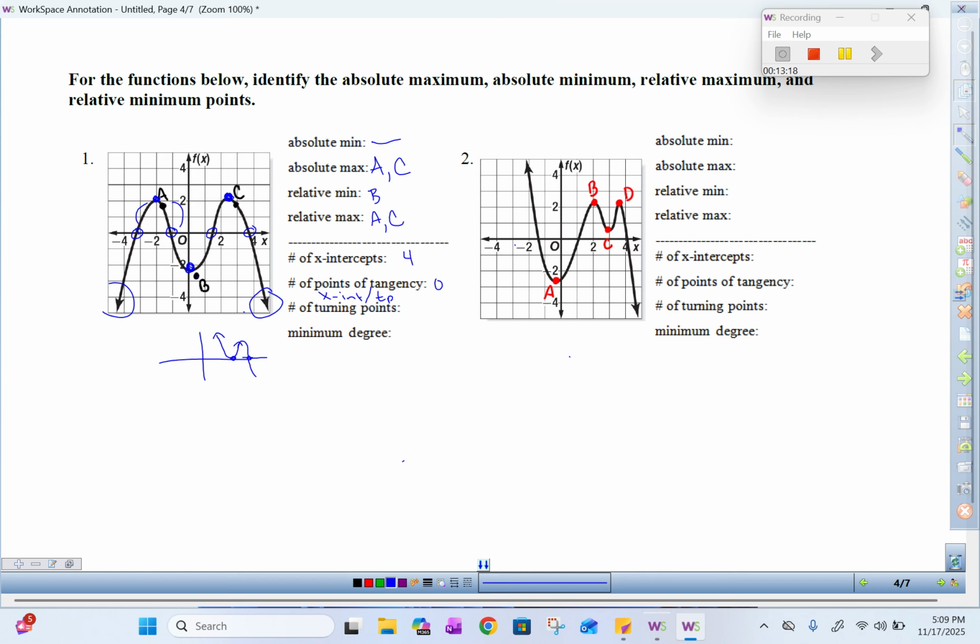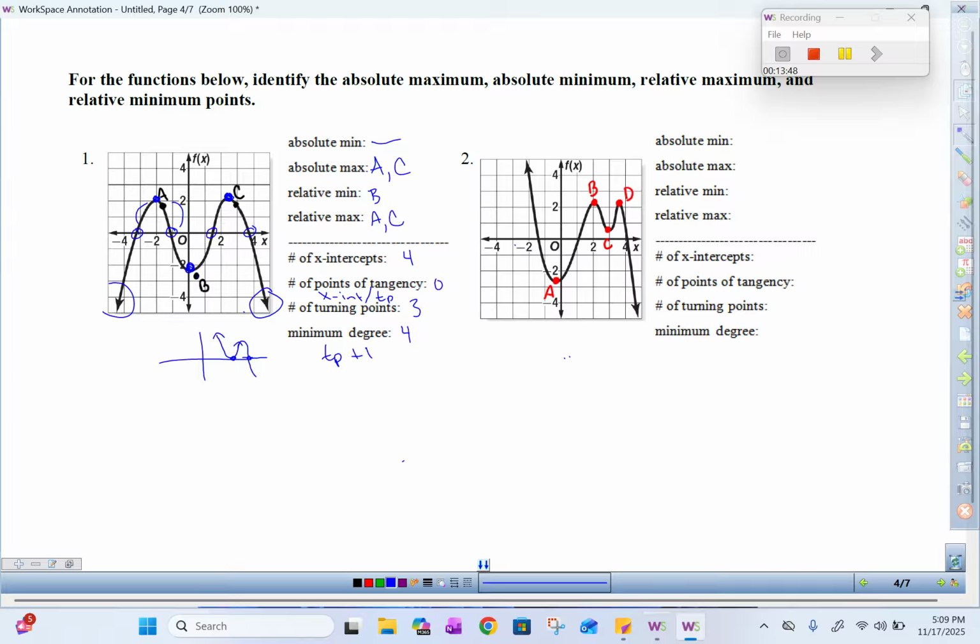We have, speaking of turning points, 1, 2, 3 total, and those are relative mins and max. And the minimum degree for us, we talked about the maximum degree, or the maximum number of x-intercepts was the degree. The minimum degree can be calculated by taking turning points plus 1. Okay, so we have 1, 2, 3 turning points. One more of that is 4.